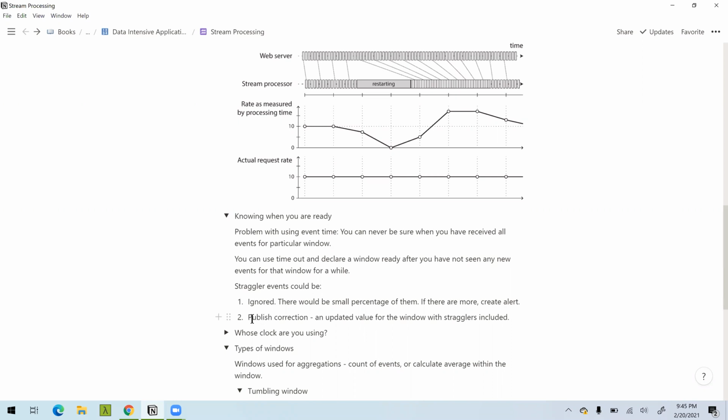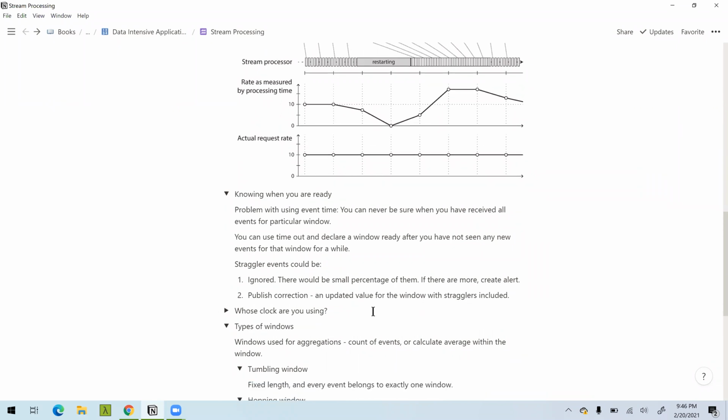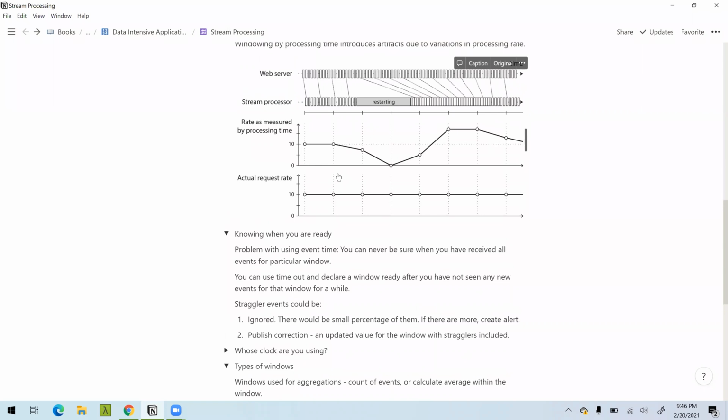Or the other thing you could do is you could publish a correction. So whenever a straggler event arrives, then for that particular window, you will send an updated value. Let's say your metric was count. Now you will send the updated value of count for that window, that between 7 to 8 a.m. you have not received 50 events, but you have received 52 events. So you will send that update, and that's another thing, right? So these are the two things you can do when you're facing the problem.